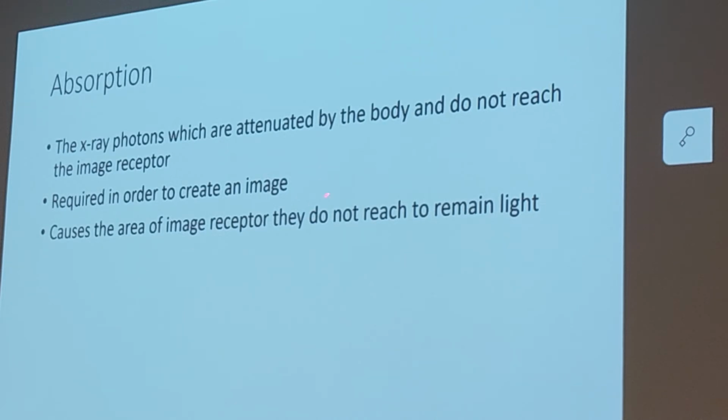And it causes the area of the image receptor they do not reach to remain light. So the reason why it's white is because those X-rays that hit the bone are all being absorbed there. There's no way of transmission to hit the IR. That's why it's showing up white on the IR. Everybody understand that concept? Yes.